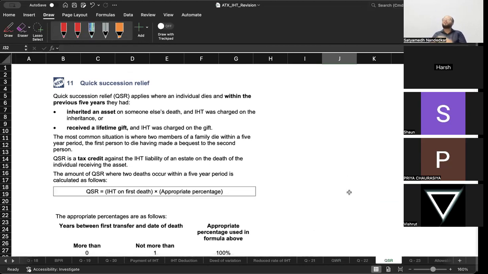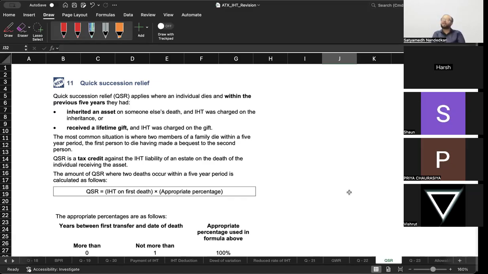Quick succession relief is when deaths happen in a very short span of each other. QSR applies where an individual dies and within the previous 5 years they had inherited an asset on someone else's death and IHT was charged on the inheritance, or received a lifetime gift and IHT was charged on the gift.